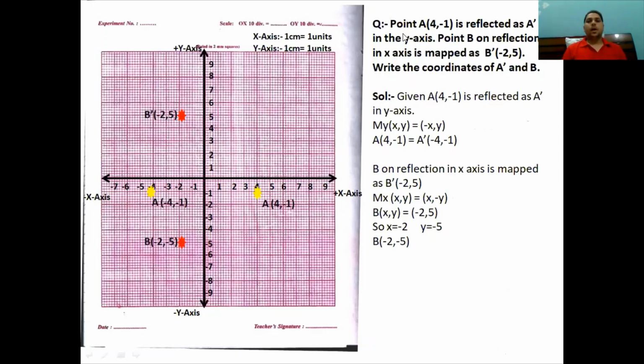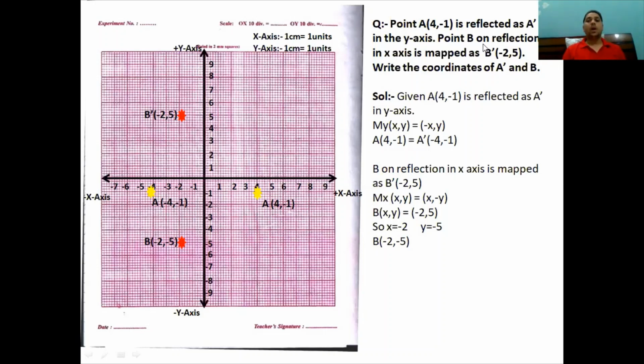Next we have a question: point A(4, -1) is reflected as A' in the y axis. So what is the rule for the y axis? Whenever there is a reflection in the y axis, just change the sign of your abscissa. So this is the rule for reflection in the y axis. We have point A(4, -1). The abscissa is 4 here, so change the sign of the abscissa: that is (-4, -1). If this point is reflected in the y axis, the image will be on this side.